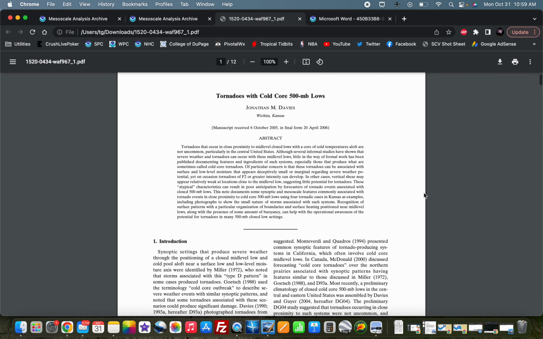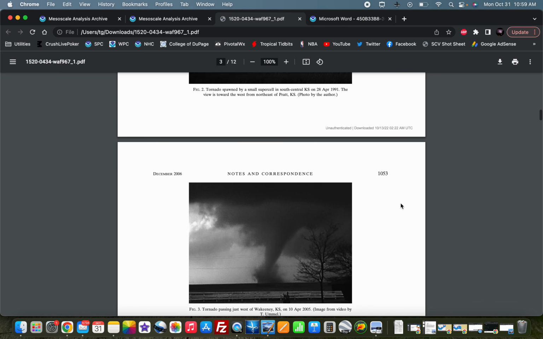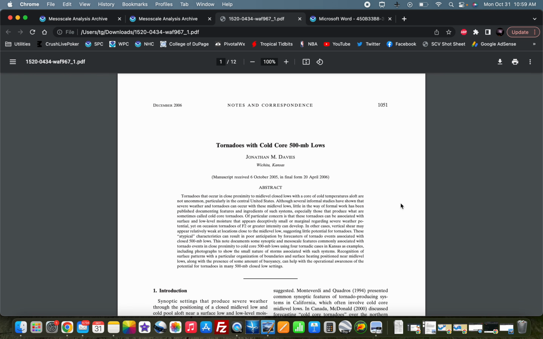I'm going to put a link to this paper in the description if you want to read more about these type setups. But he really was the first one to really go in depth with these cold core tornado setups and look at the actual kind of parameter space and the ingredients that are needed for these events.